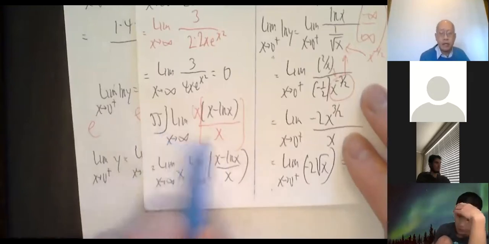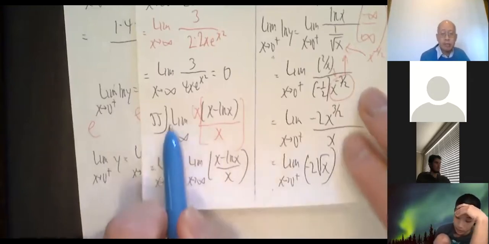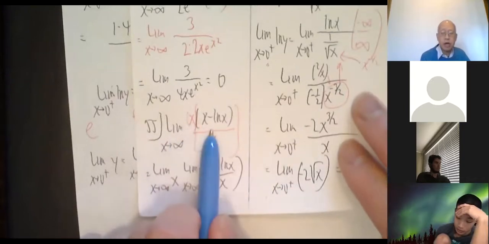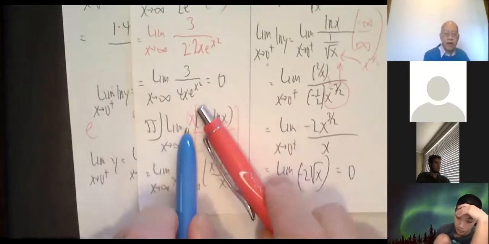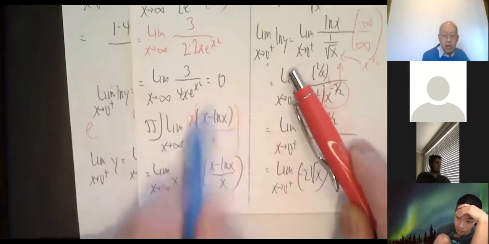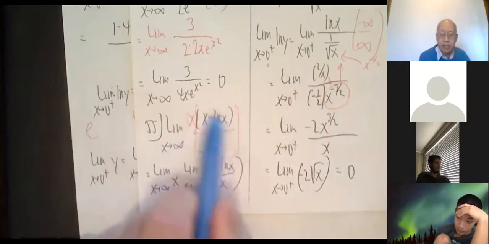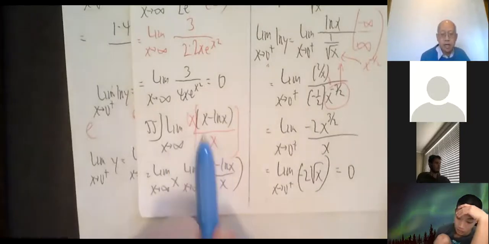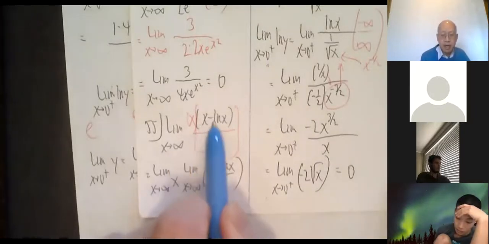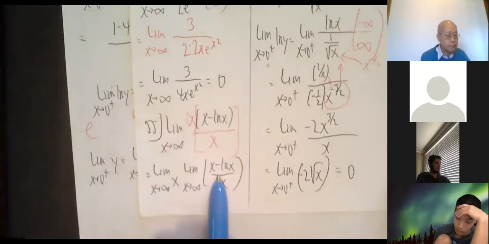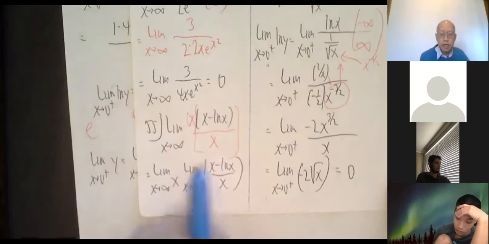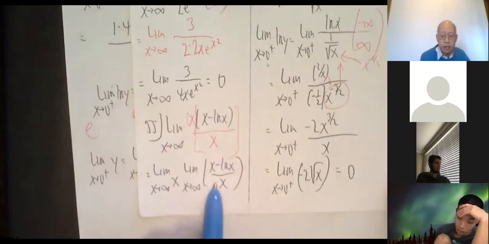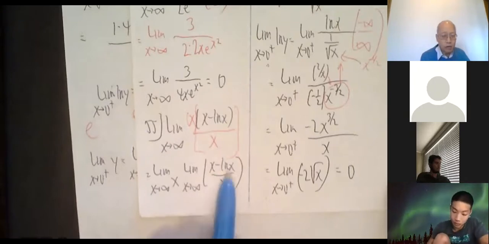And then I'm going to break this into two. Okay, the limit of a product is the product of the limits. It's a limit of x times the limit of that thing. But that thing now has a fraction. Okay, so limit as x approaches infinity of x times limit as x approaches infinity of x minus ln x over x. Okay, so I'll leave this alone. This one I'll break into two. x divided by x is 1. And then I have ln x over x.